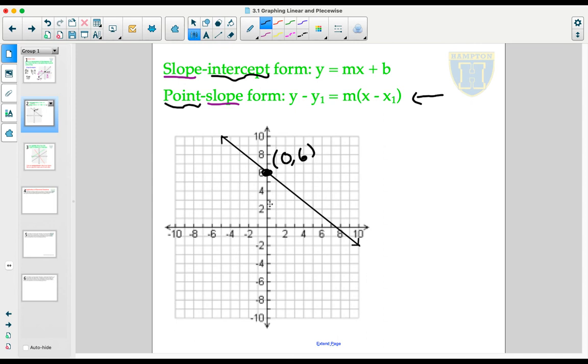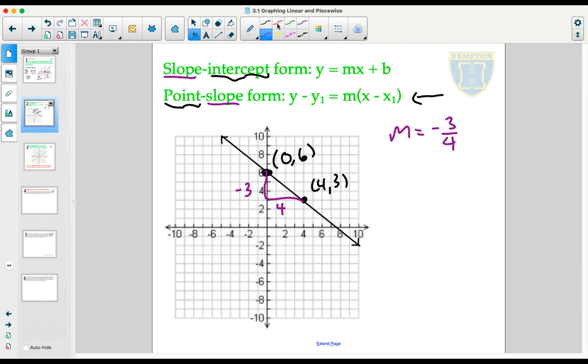We need a second point in order to calculate our slope. I identified the point here at (4, 3) as a good spot. I draw my slope triangle. I'm going down and over this time. Since I went down, this will be -3. Since I went over to the right, that'll be 4. And I have a slope of -3 over 4.